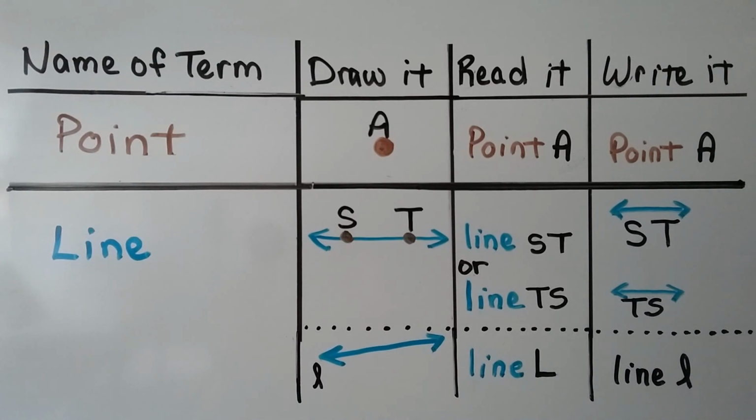Now, you might see it labeled with one script letter like this. This is the script letter L. And it could be an M, N, P, R. As long as it's a script letter, you'll see one letter like this. And we would just read this as line L, and you would write line L with that script letter. You're going to see that as you get older.